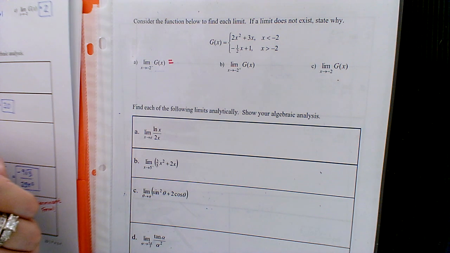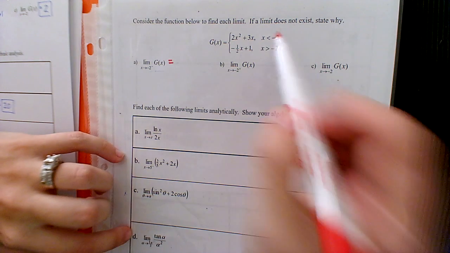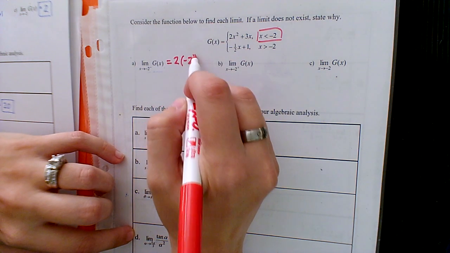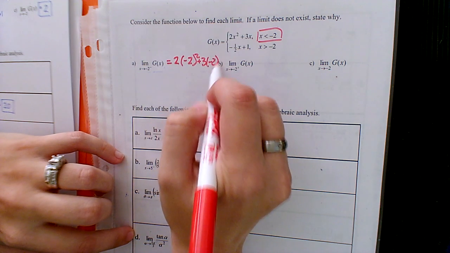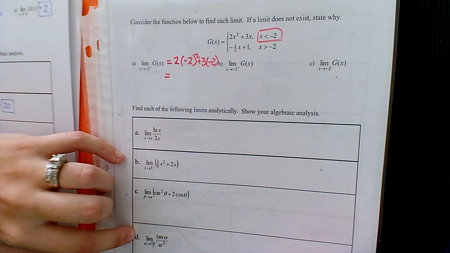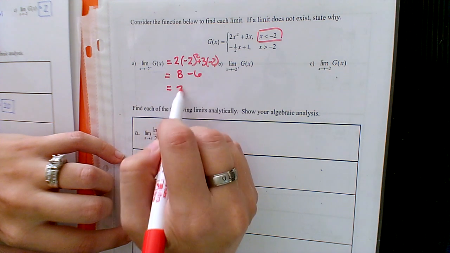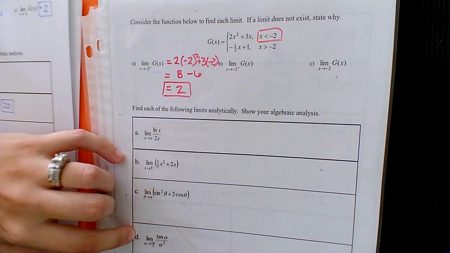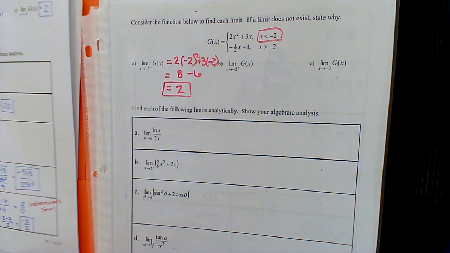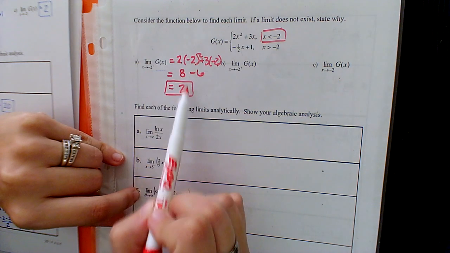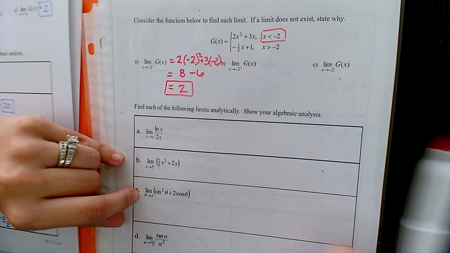Can we pick it? This one's a little better because we only have two pieces instead of 3. Right, the top, numbers that are less than -2. So let's go ahead and plug in that -2 value. Let's see, this would be 2 times 4, which is 8, minus 6. And we get 2. So we don't have a picture to check it, but if we were to envision this in our heads, as you approach -2 from the left, your graph is getting closer to that height of 2.